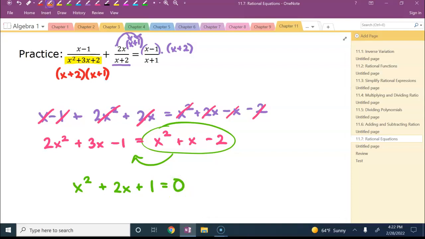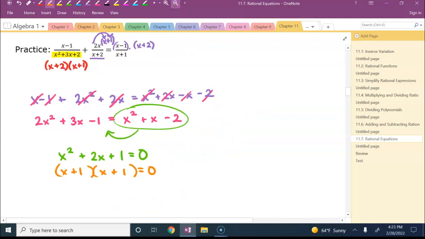If we try to factor this, two numbers that multiply to 1 and add to 2 would be 1 and 1, so x plus 1, x plus 1. Again, if we're setting those equal to 0, since it's the same thing, you only needed to set it equal to 0 once. You did not need to do it 2 times. You would have gotten x equals negative 1.